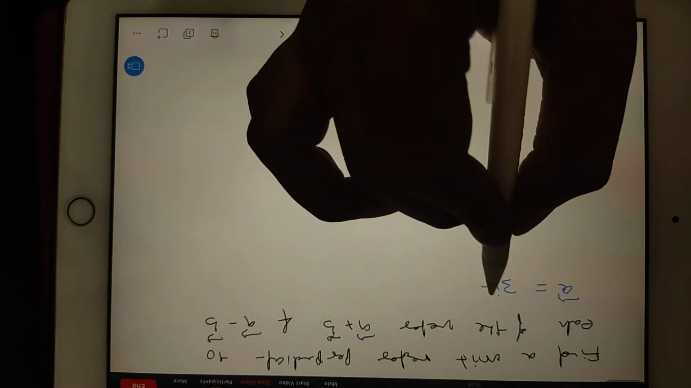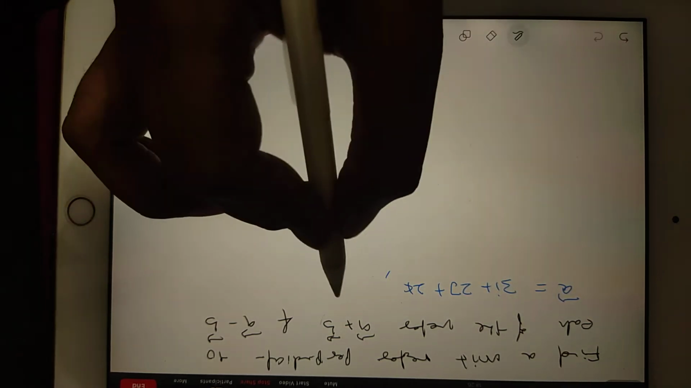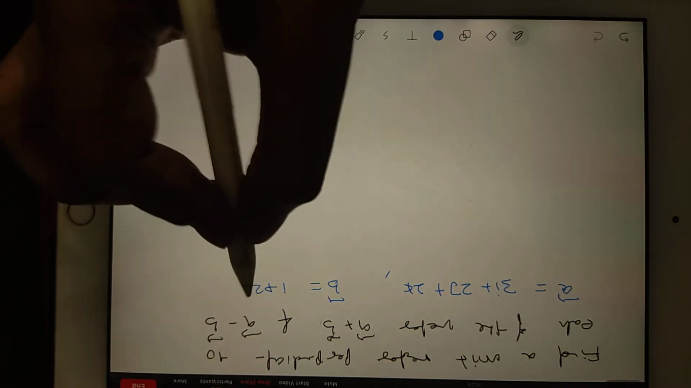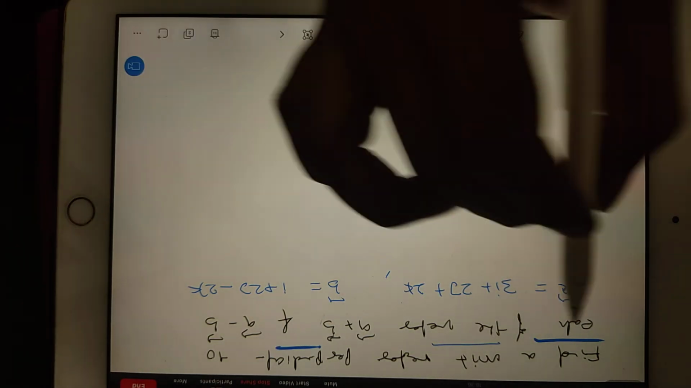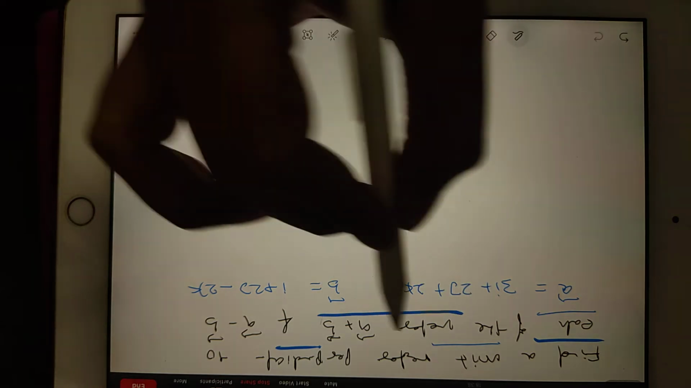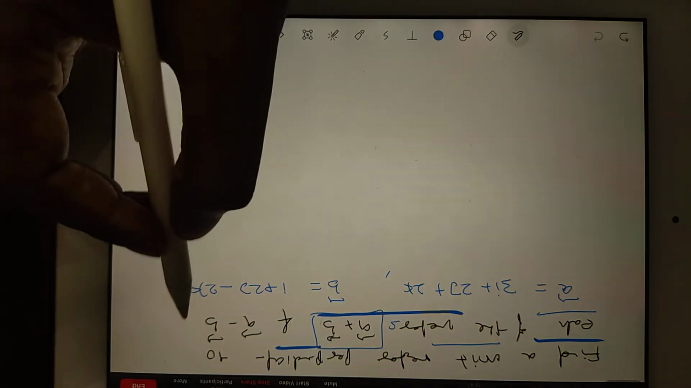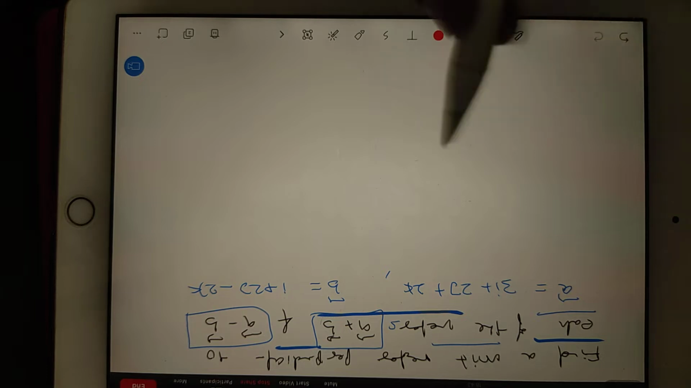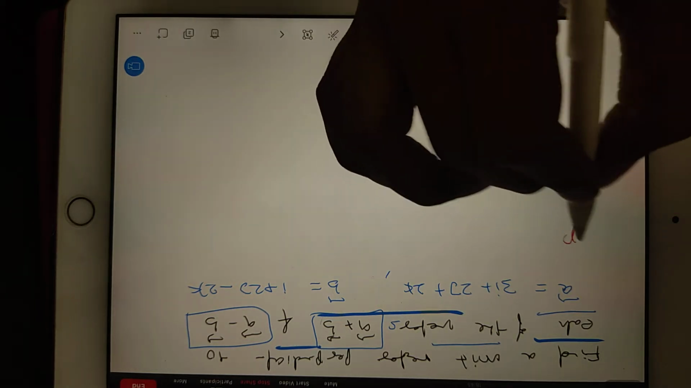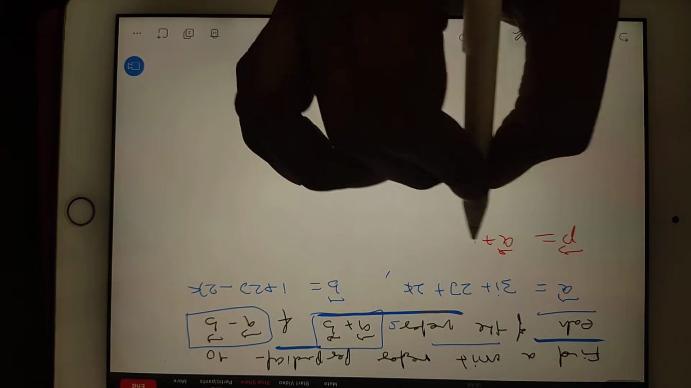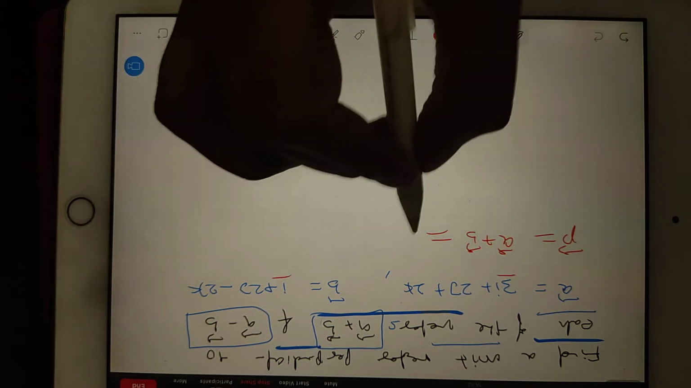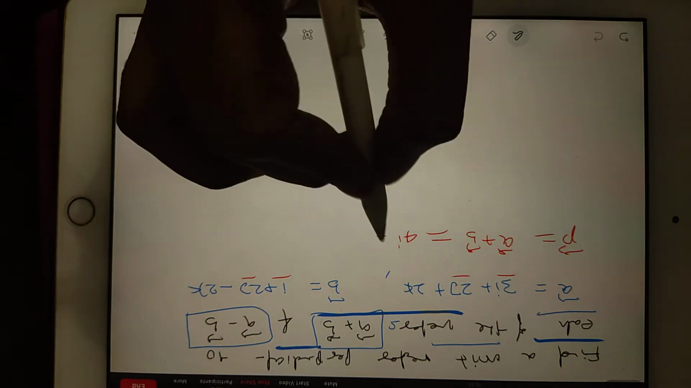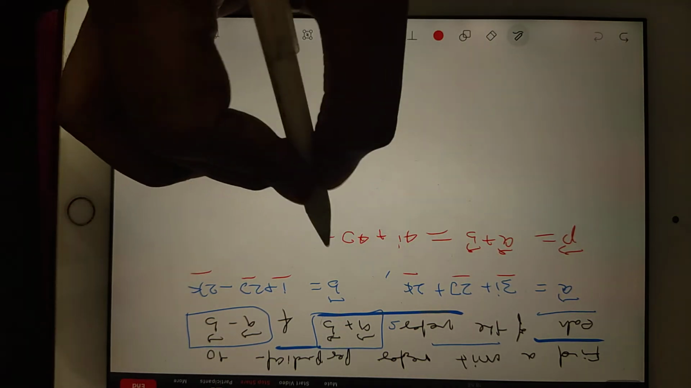Vector a is given as 3i plus 2j plus 2k and vector b is given as i plus 2j minus 2k. Now see what they are saying. Find a unit vector perpendicular to each of the vectors a plus b and a minus b. Means your job is first you calculate vector a plus b. So suppose vector p is your vector a plus b. So you add a plus b first. You add 3 and 1, 4i, 2j and 2j, 4j, and 2k and minus 2k, 0k.